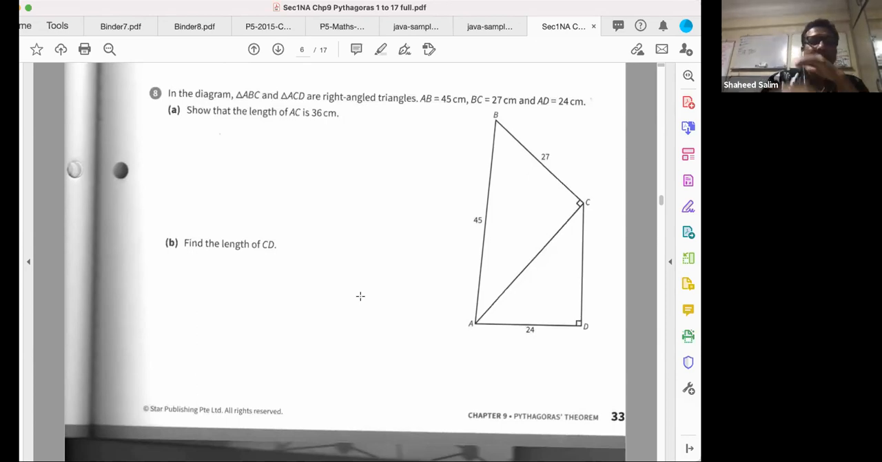Be careful. They tell you these are both right angle triangles. You don't need to show that. You just need to find the length CD. You don't need to do A. Do CD straight away. They already tell you that AC is 36. I write 36. You don't need to find 36. I want you to find CD straight. Please go for CD, please.